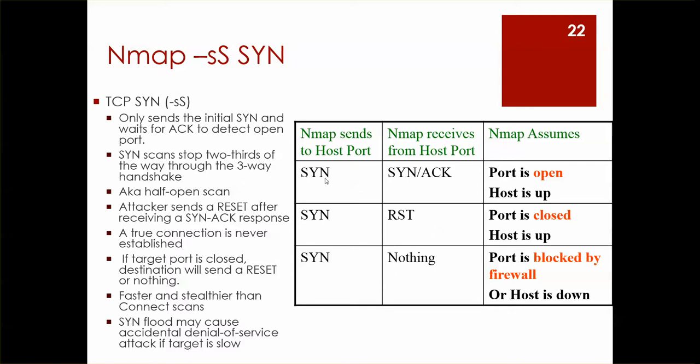If Nmap sends a SYN during the scan but doesn't receive anything, it means that potentially the port is blocked by a firewall or the host is down. Something interesting to note is that this particular scan can result in a flood. If you look at your network and see many packets with only the SYN flag turned on, followed by an immediate reset, that's what you're seeing.